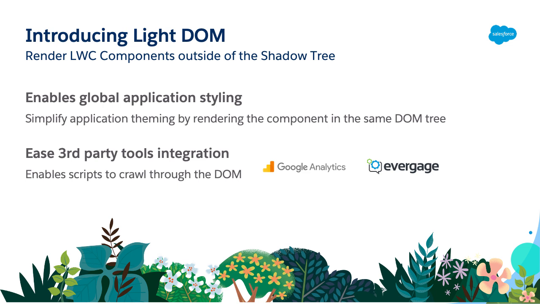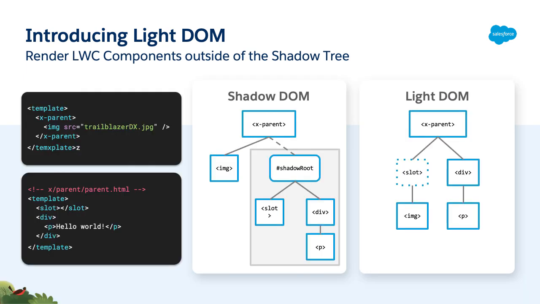Another benefit of using Light DOM is to integrate with third-party scripts. Most of the third-party libraries and tools do not deal well with Shadow DOM, so let's face it. Light DOM components are a way to enable those scripts to hook into these components easily. For example, it unlocks application tools such as Google Tag Manager and Evergage. Here we have a side-by-side view of the same component.